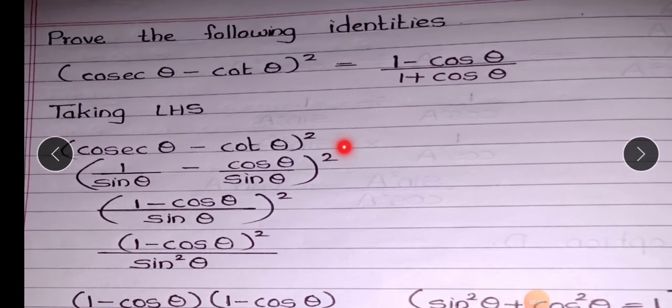Good morning, students. Today we will be discussing the fifth question from exercise 8.4. The first one is: prove the following identities. That is, (cosec theta minus cot theta) the whole square is equal to (1 minus cos theta) by (1 plus cos theta).